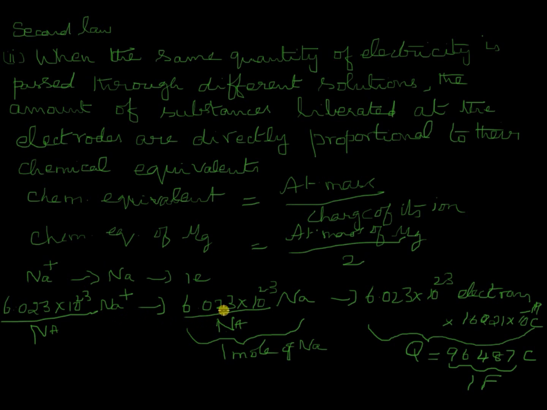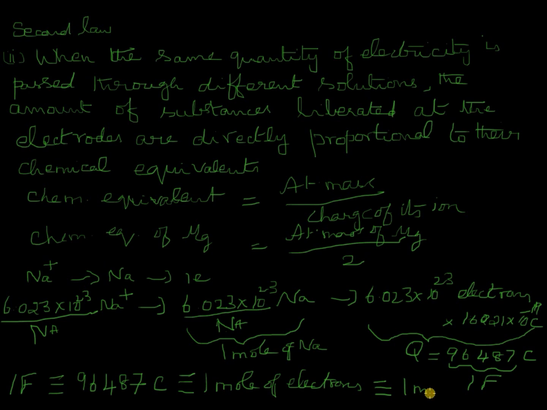about the deposition of 1 mole of a univalent element, isn't it? So 1 Faraday is equivalent to 96,487 coulombs, which is equivalent to passing 1 mole of electrons, which will bring about the deposition of 1 mole of univalent element, or I can say 1 gram equivalent, 1 chemical equivalent of an element.